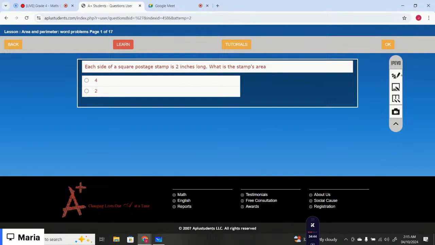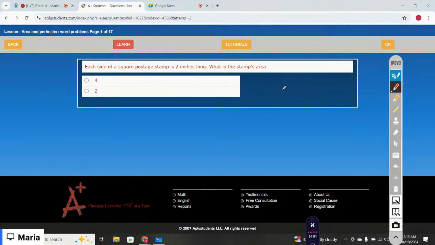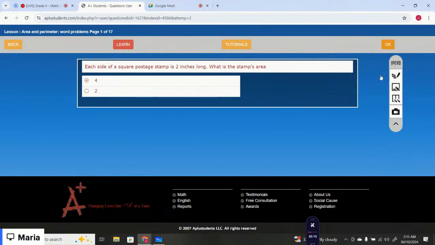Each side of a square postage stamp is 2 inches long. What is the stamp's area? So the stamp is a square shape, right? A square has all sides equal in length. If that is 2, then all of them are 2. So the area of a square is side times side. Which is the correct option? 2 times 2 is 4. Option number 1 is the correct option. Got it? 2 times 2 equals 4.